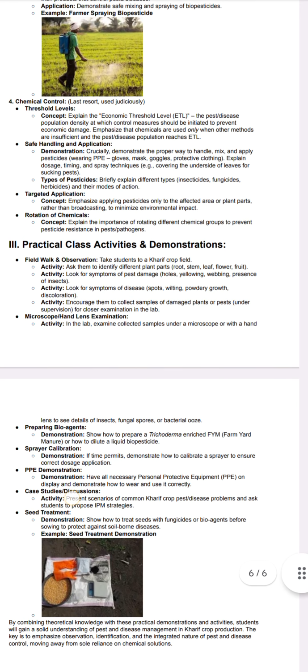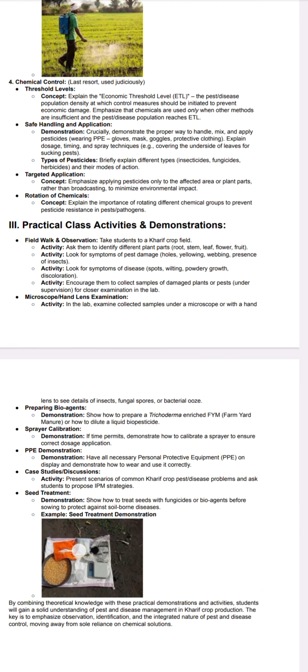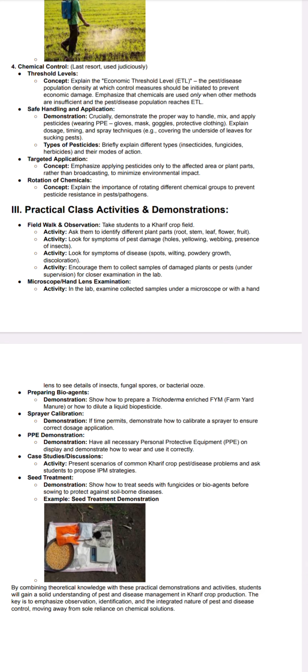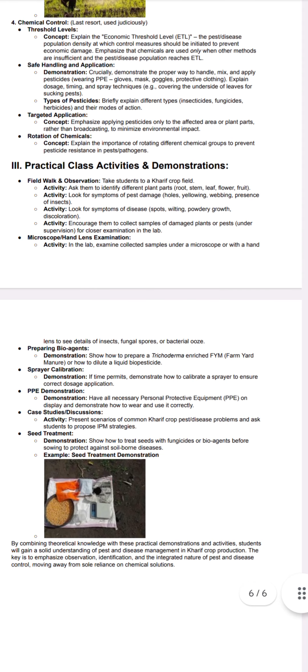Practical class activities demonstration. First should be a field walk and observation. Take students to the crop field to identify different plant parts: root, stem, leaf, flower, fruit. Activity: look for symptoms of pest damage: holes, yellowing, webbing, presence of insects. Activity: look for symptoms of diseases: spots, wilting, powdery growth, discoloration. Encourage them to collect samples of damaged plants or pests under supervision for closer examination in the lab.